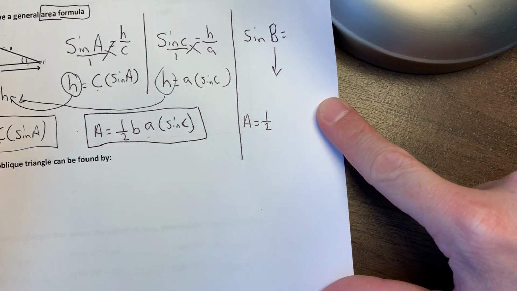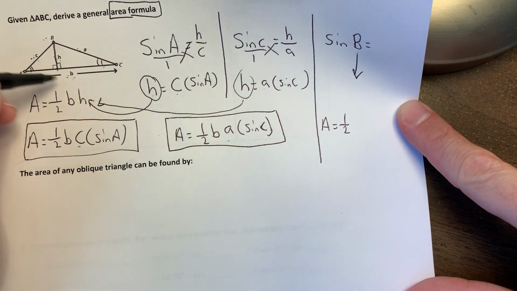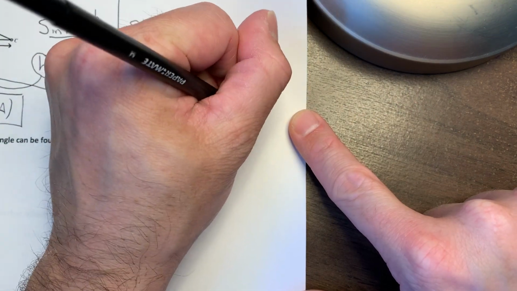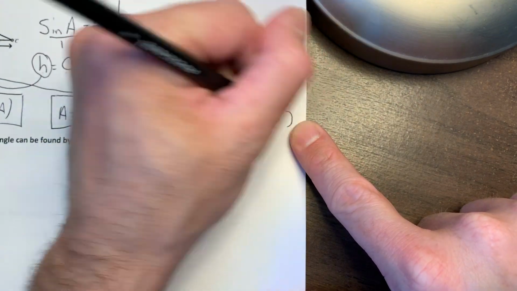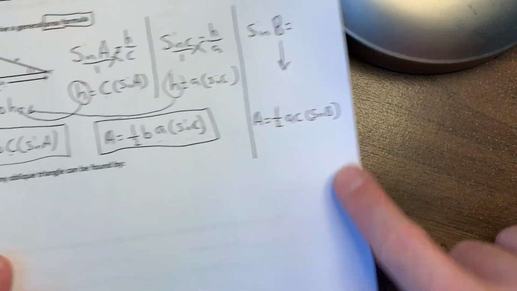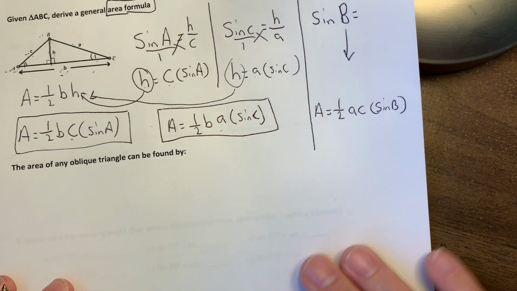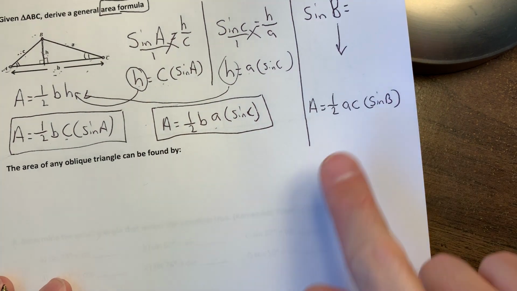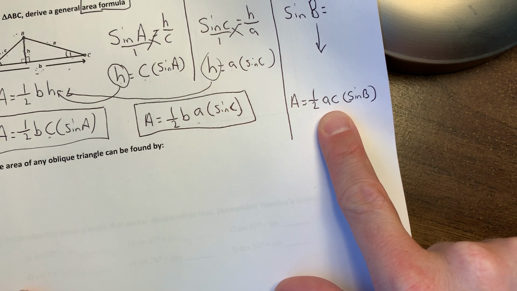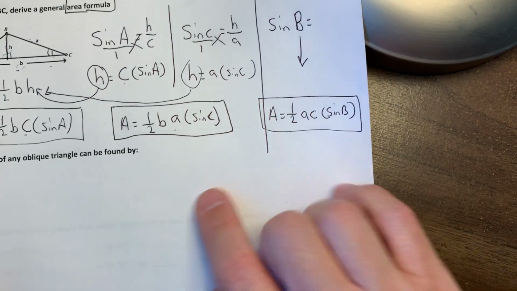Instead of using B as the base, maybe A or C would be the base. So basically, I'm going to have to use sides A and C, and I'm going to have to do the sine of B. I can't really use this diagram to draw it because it doesn't work. But if I wanted to do the sine of B, I would still need the sides of little a and little c, the lowercase letters. And this would be a third formula I would end up using.